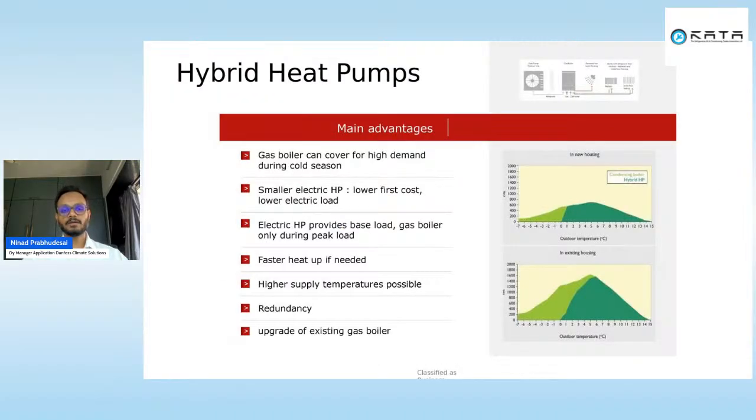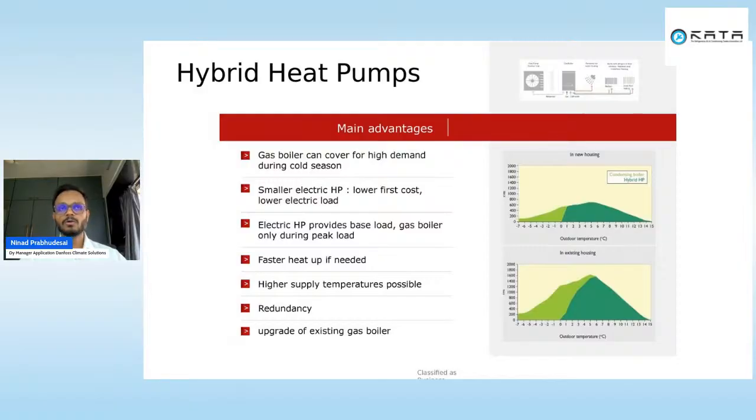For that matter, there are hybrid heat pumps, where, as I said, the secondary source of heating is used for a particular period of time. That gives you the benefit to go with a smaller heat pump. First, it saves the cost and the electrical load. Then you have flexibility. If you really have a bigger demand, you can use that electrical heater or the secondary source whenever you need, and you can meet the requirement.